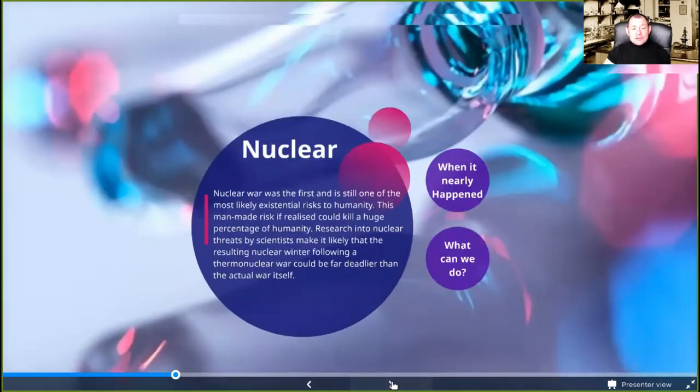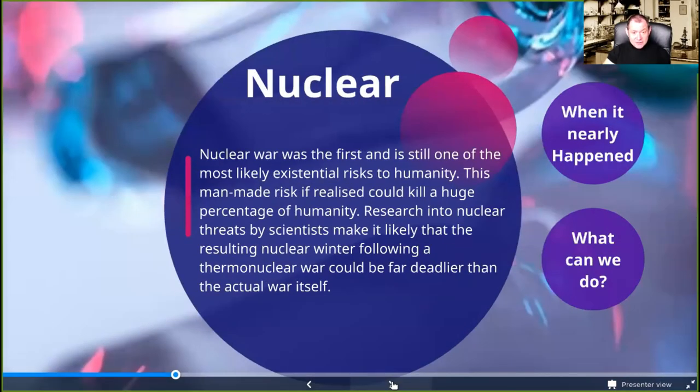Now, the first thing I'd like to talk about is nuclear. And this particular existential risk is one that most people seem to have forgotten about. They kind of think, oh, the Cold War's over now. Nuclear threat is over as well. No. In fact, many experts believe that we are more at risk of nuclear war now in the unstable world that we live in than we were during the Cold War.